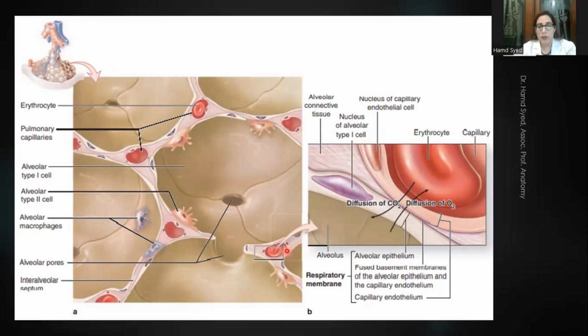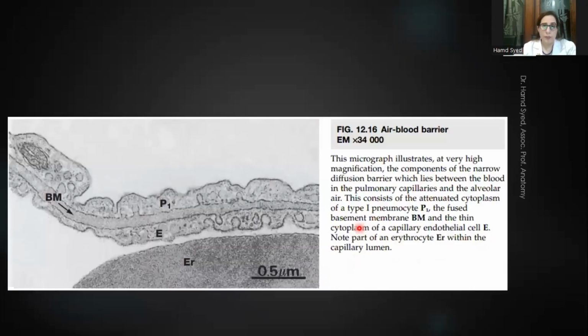Here is an inset where the respiratory membrane has been magnified. And over here, we can see this is the erythrocyte within the capillary. And here's the wall of the endothelial cell. And over here is the alveolus. And in the wall of the alveolus, this is the type 1 pneumocyte or alveolar epithelial cell. And here are their fused basal laminae. And this is the respiratory membrane collectively. And you can see that oxygen is now going to diffuse into the blood capillaries, and carbon dioxide is going to diffuse out of the blood capillaries into the alveoli during the process of aeration.